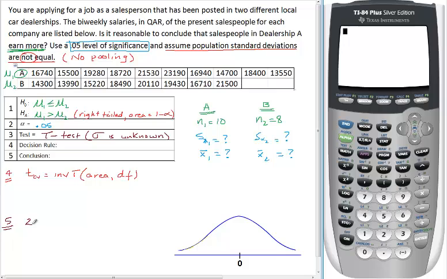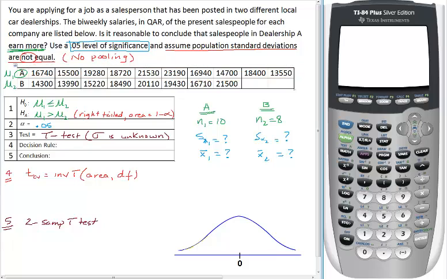I'm going to run a 2-sample t-test where I choose no for not pooling the data. Okay, now how do we run that test again? The first thing I do is put all the raw data in list 1 if I'm using the data function. So I'll put dealership A in list 1, and I'll put dealership B in list 2.